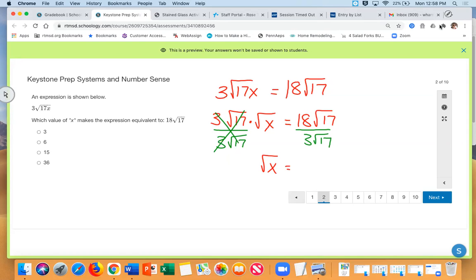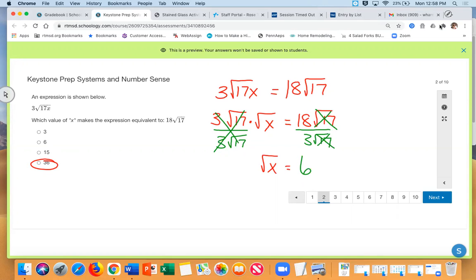Oh, well, look at that, Rachel. Isn't that nice? 18 divided by 3. So, Rachel, the square root of which of these numbers would be 6? The square root of which one of these numbers, 3, 6, 15, or 36, would equal 6? Isn't that nice?